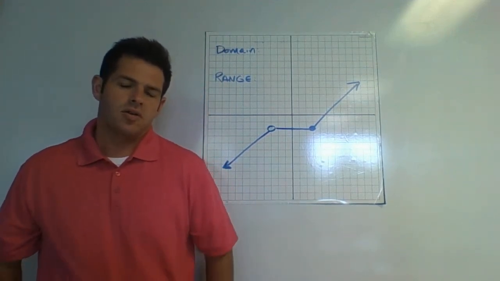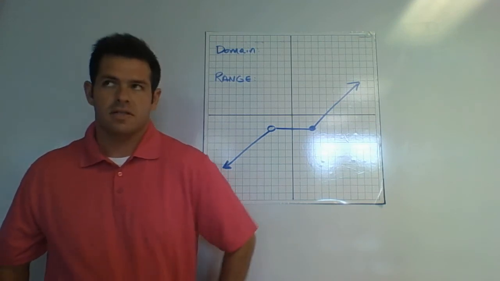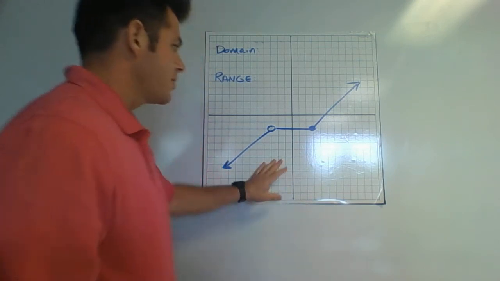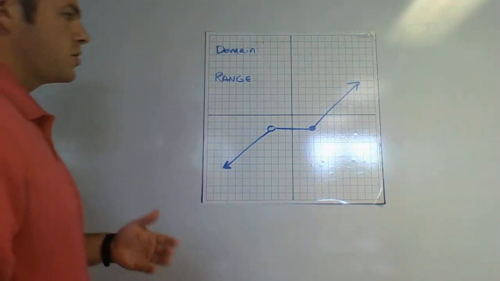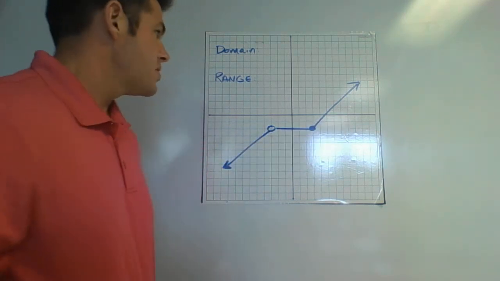Again, still talking about domain and range when we talk about our piecewise functions. Domain is our x values, range is our y values. So we're taking a look at this graph right here. We should notice a couple different things here. It looks like there's 1, 2, 3 separate pieces going on here.